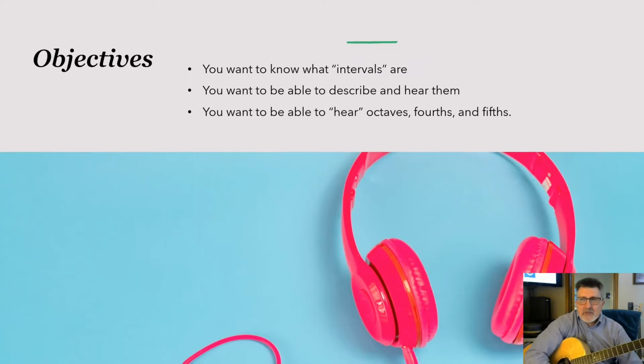Our objectives today: if you want to know what intervals are, you'll find out about that today. You will want to be able to describe them and hear them and identify them, and you want to be able to hear octaves, fourths, and fifths. When I talk about hearing them, that means that you'll be able to hear them, identify them, and be able to use them in your playing.